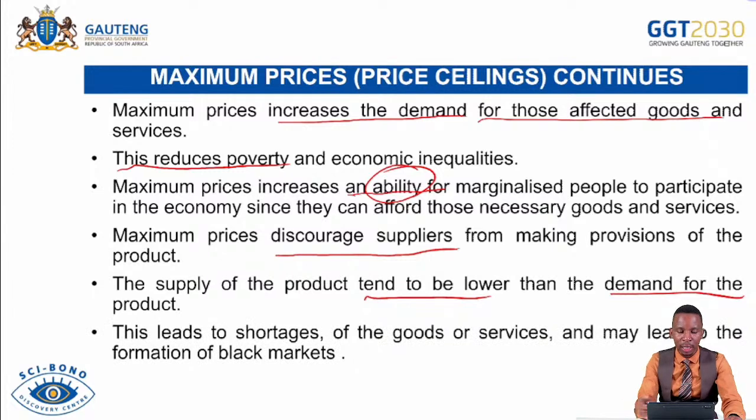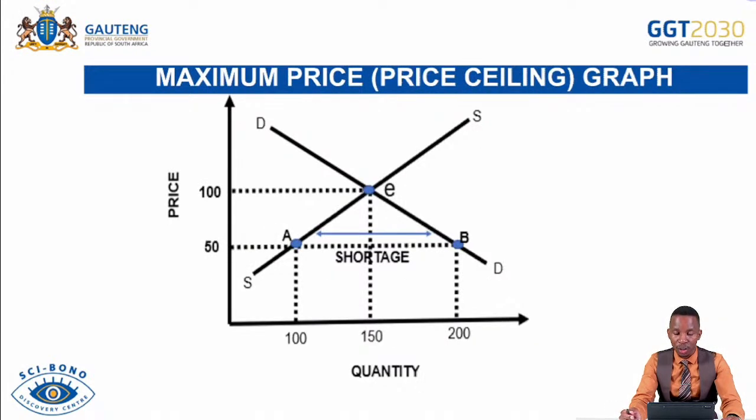This leads to shortages of goods or services and may lead to the formation of black markets. If the market is forced to supply the product below the market price or equilibrium, this will simply lead to the formation of black markets, whereby people will be selling these goods illegally within the economy, avoiding investigation by the government, by selling the product above the market price. So this is the graph indicating the price ceilings or maximum prices.